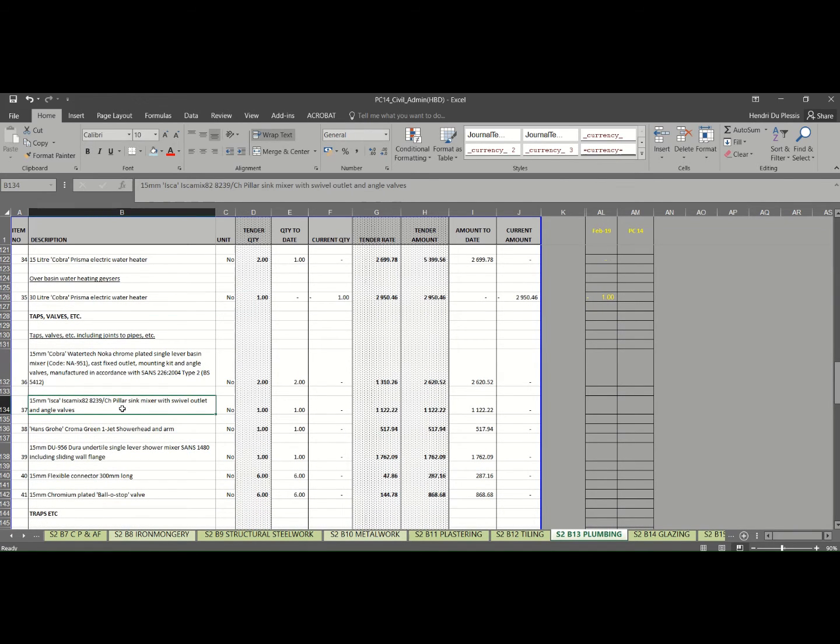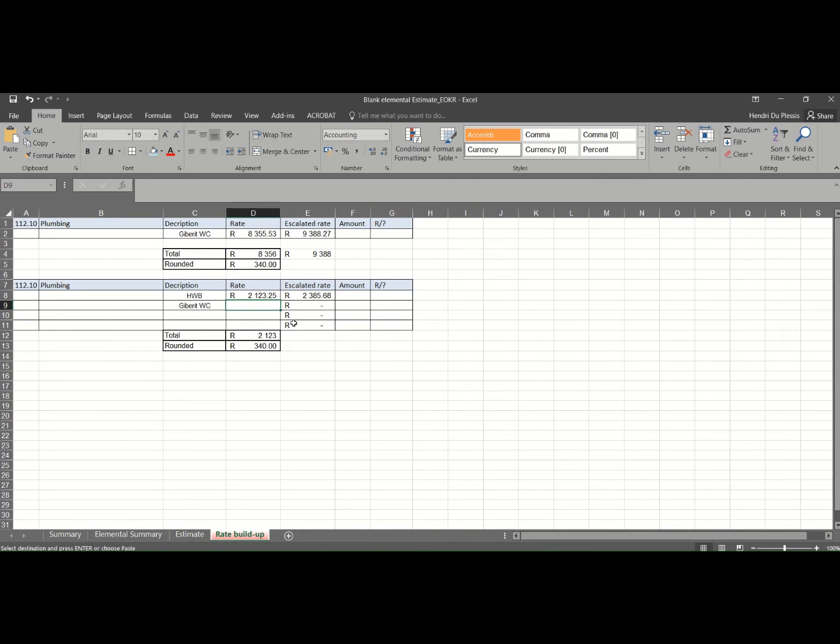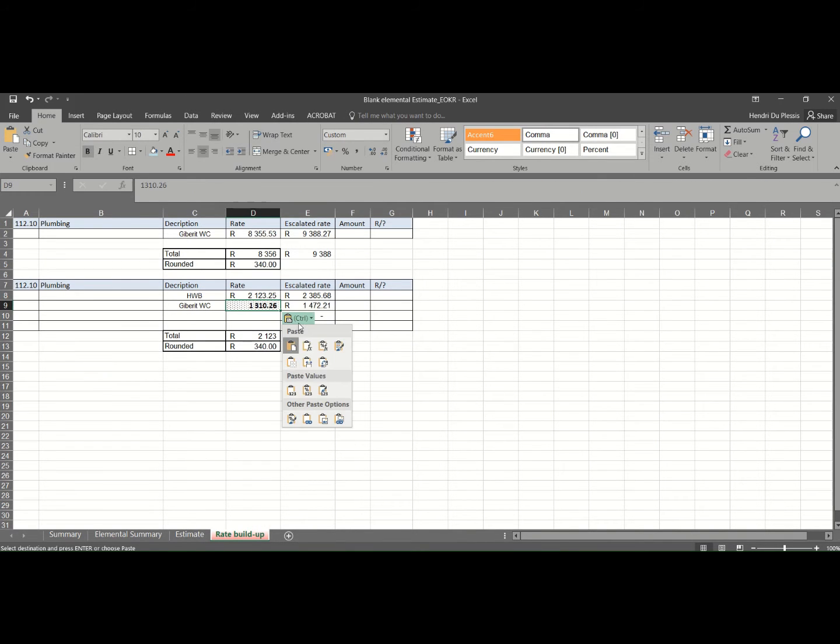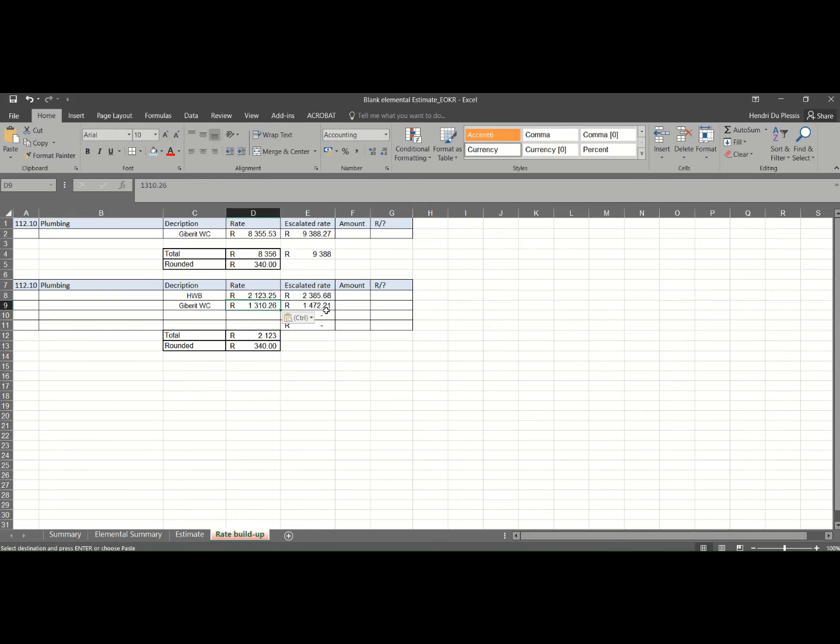Okay, so here's the sink mixer. Our taps are quite expensive. And then you have to make sure whether they're mixers or separate taps. So it might be that you've got a hot water, cold water tap on each side. Then you just have to make sure that you add 2 per your hand wash basin. So let's just go here, add our rate there. So it's our hand wash basins there.